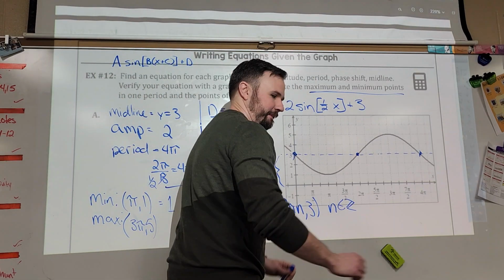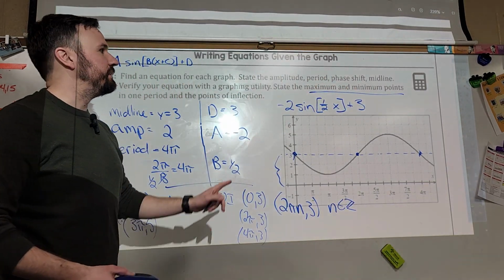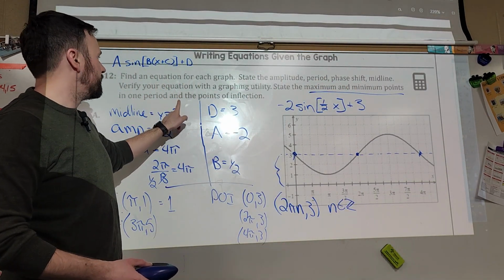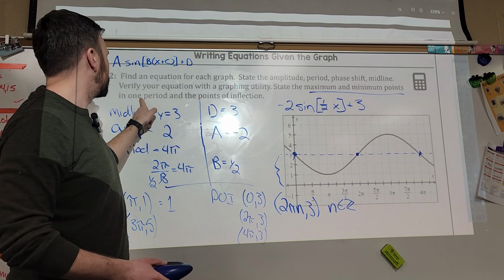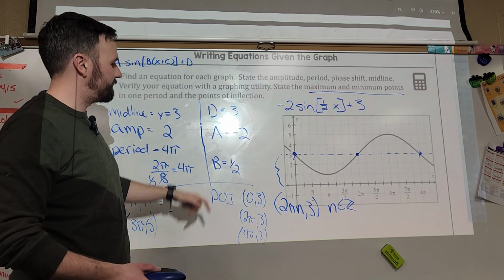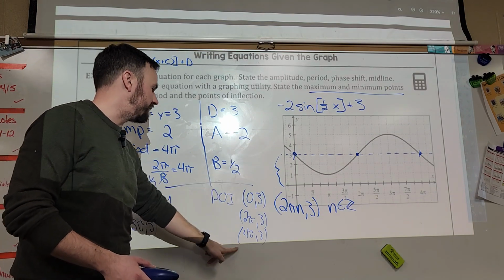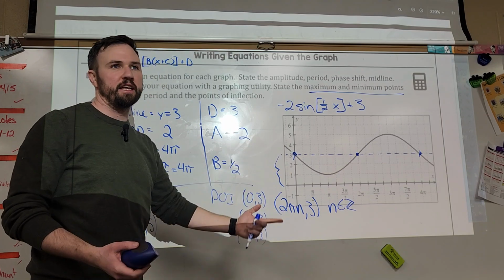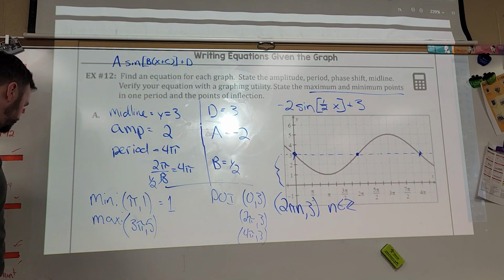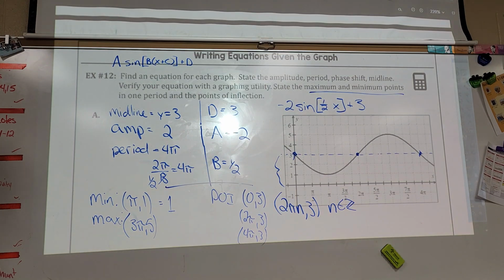All right. So technically, they wanted it over one period. State the maximum in one period and the... Oh, if it's one period, I could have named them. Or I could have just said that. They both work. All right. Again, this is the hardest type of problem you'd see for graphing.